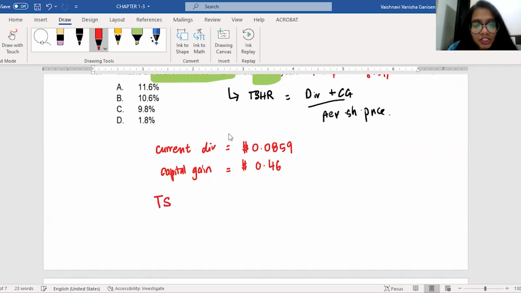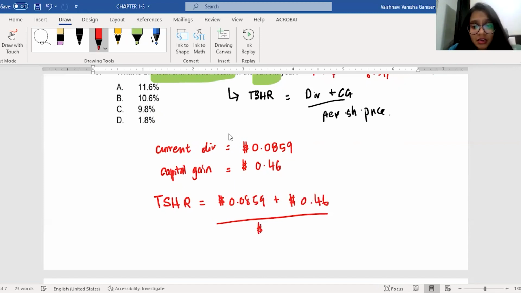So total shareholder return is equals to 0.0859 plus 0.46 divided by 4.7, the prior year share price. Yeah, okay. 4.70. My total shareholder return would be, okay, let me do the calculation together with you guys. Did you get 11.6%? Right? Correct me if I'm wrong.